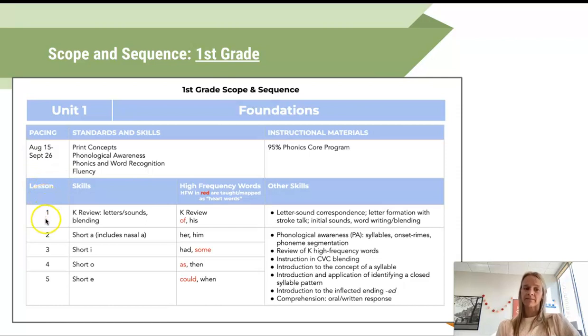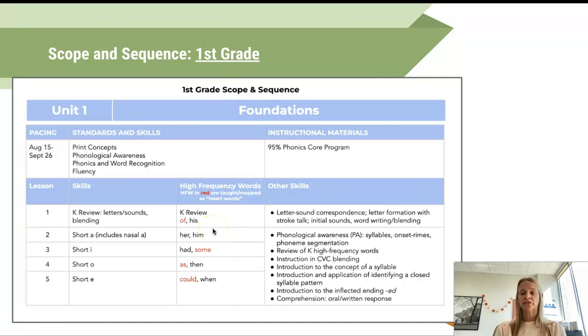So for example, we have Lesson 1. The skill that we'll be teaching is going to be looking at kindergarten review with letters and sounds and blending. And then we also have our high frequency words mapped. So kindergarten review, and then we have of and his, being mindful that the words that are in red are taught or mapped as those heart words because those are the words that we know from heart or by heart. And then you also have identified other skills that will be taught as well.